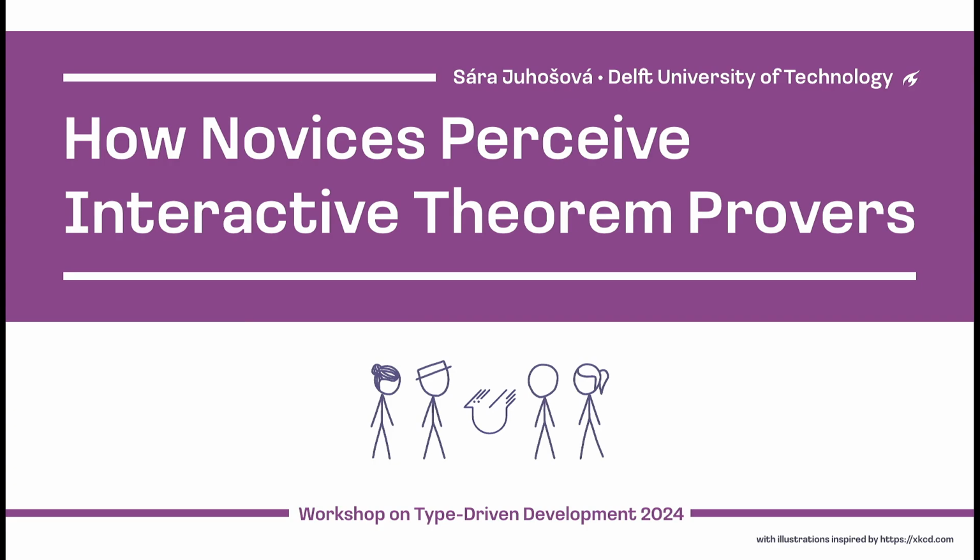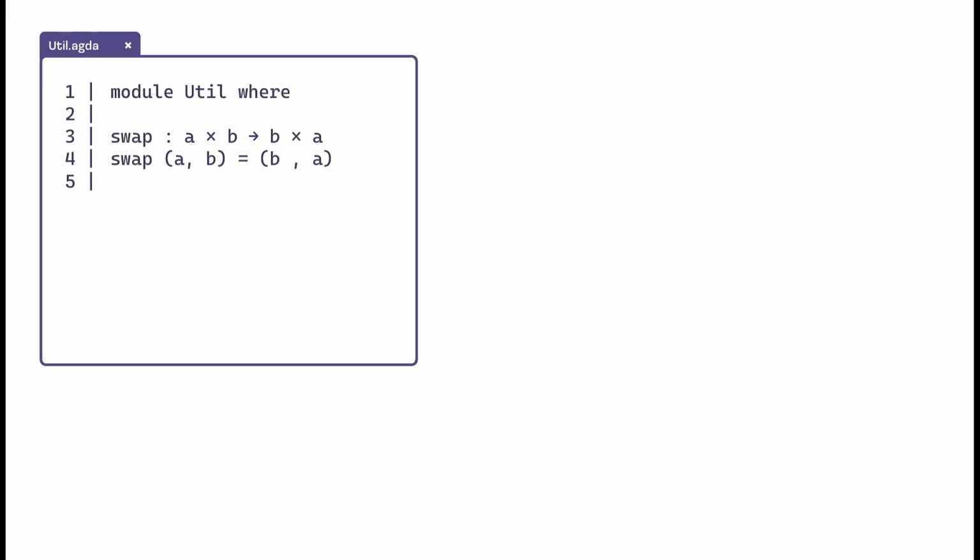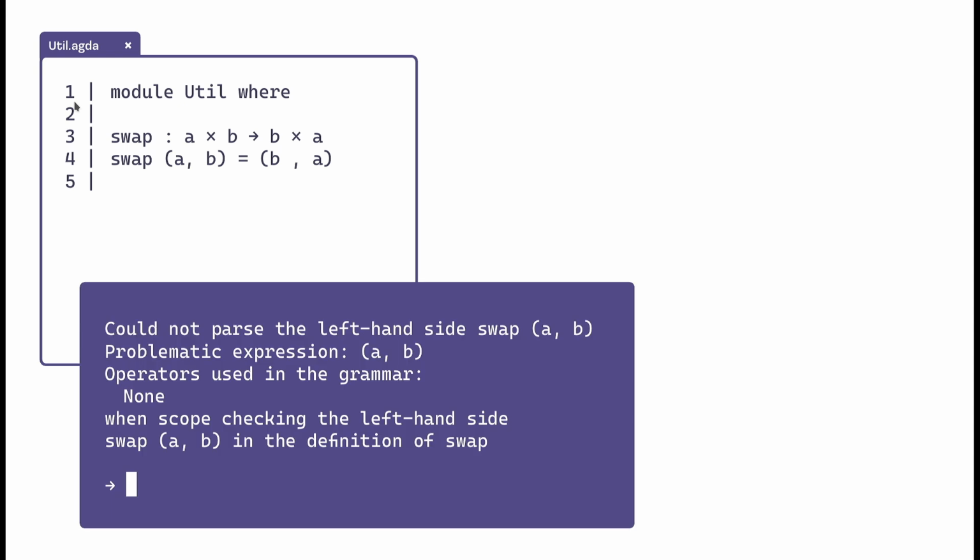Good morning, everyone. I'm Sára, and I thought it would be a good idea to start my talk today by reminiscing about when I was a novice and I was learning to use an interactive theorem prover. And I'd like to do this by inviting you to help me debug this beautiful piece of Agda code that takes a pair and swaps the values in that pair. Now, back when I was a student, I hit compile and I got this beautiful, beautiful error message.